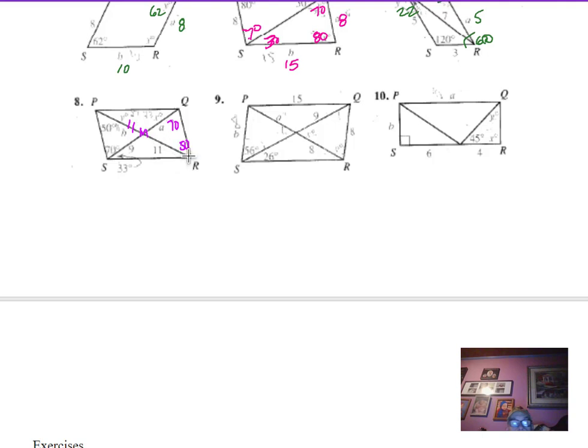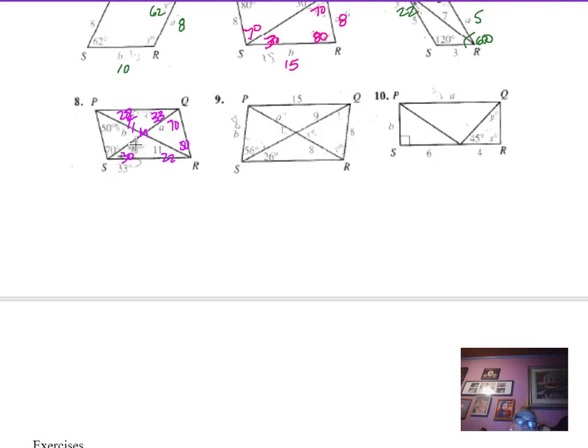What else could we get? If this is a 33, that's 103, so this is going to be a 33. Together, these all have to be supplementary. This is 103, so 180 take away 103 is 77. 50 of it's already used up. This must be 22 degrees, and then using parallel lines and alternate interior angles, this must also be 22 degrees over there. So we've basically solved the diagram.